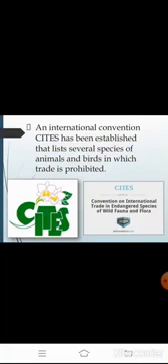You can see here CITES has been given to you. Now let's see what is the full form of CITES. It's the Convention on International Trade in Endangered Species of Wild Fauna and Flora. That international convention has been established that lists several species of animals and birds in which trade is prohibited. So, conservation of plants and animals is an ethical duty of each and every citizen.